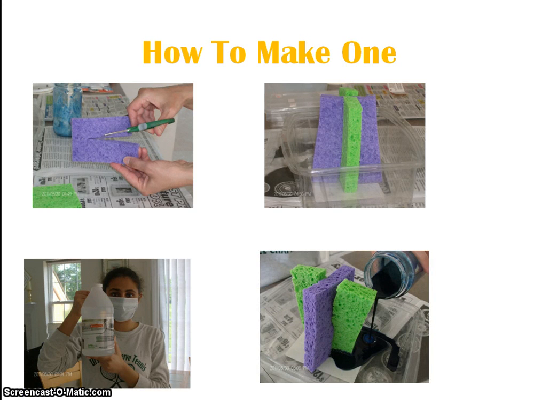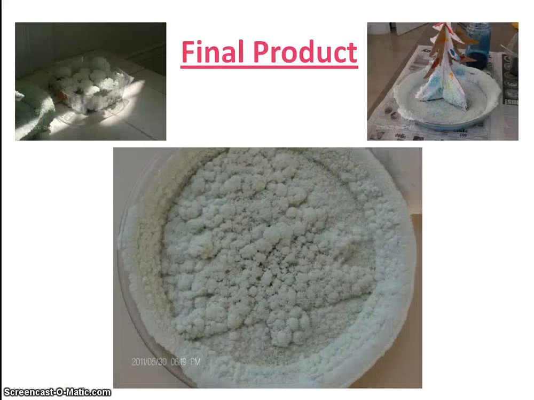Next, you're going to take the solution and pour it into some sort of a tray or shallow dish that the sponge will be in. And you're going to want to make sure that the solution doesn't go directly onto the sponge like we have shown here in the picture. And here we have the final products of some of the magic crystal trees that we tried to make at home.